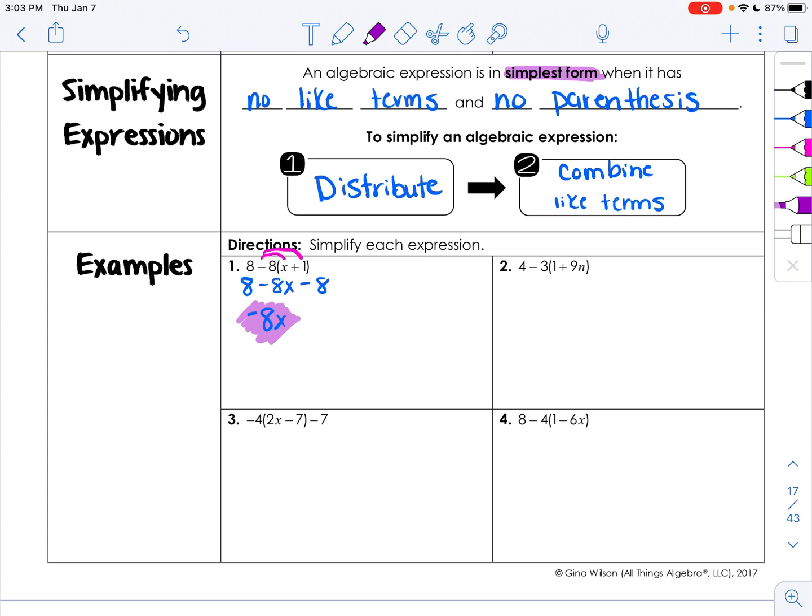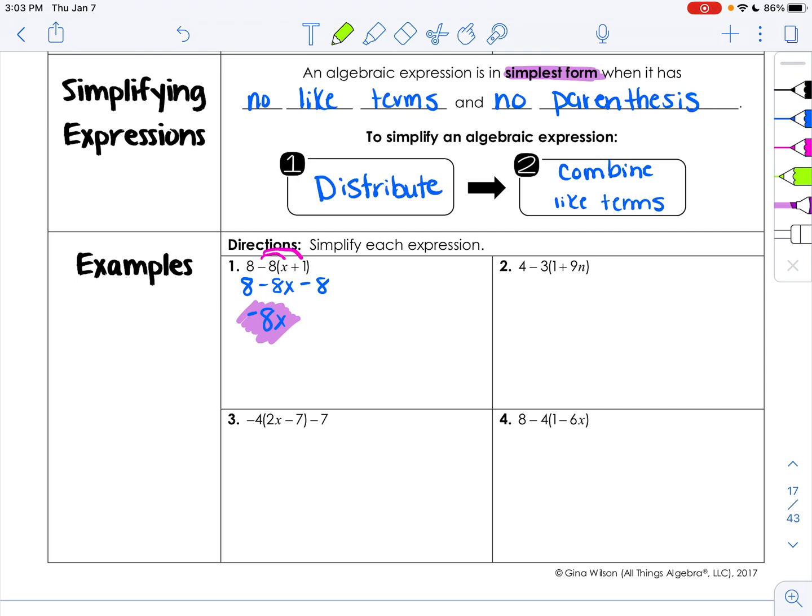So we went from our original problem to having 1, 2, 3, 4 total terms to having just one term. So this is simplified completely. I have no parentheses and I have no like terms. Let's take a look at number 2.